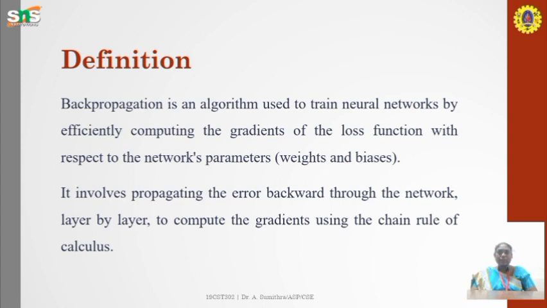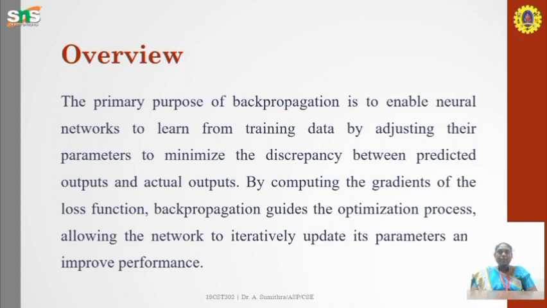output during training. As an overview, I can state that backpropagation lies at the heart of training neural networks, enabling them to learn from labeled data and improve their performance over time. The process begins with the forward propagation of input data through the network to generate the prediction. These predictions are then compared with the ground truth label and the error is computed using a suitable loss function. Backpropagation then operates in two phases.